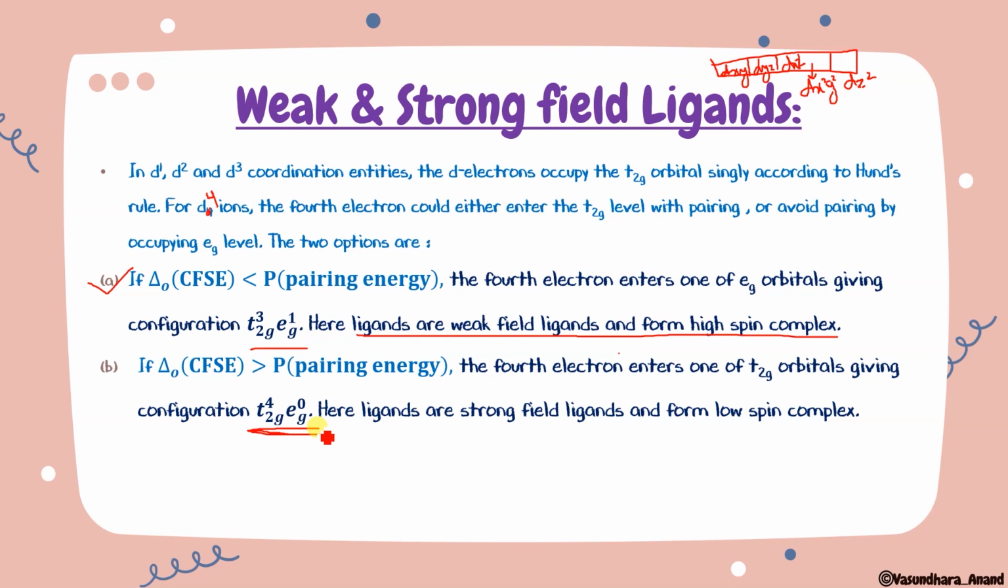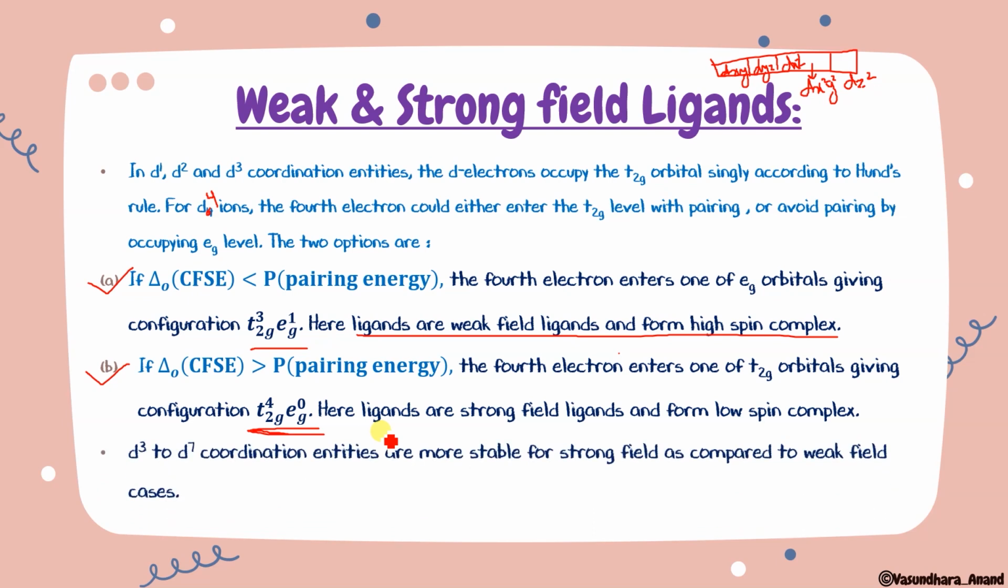And if it is low spin complex, we can say that it is forming inner orbital complex also, because it will occupy the inner d orbital, 3d orbital. Got it? So these two points are important. It can be asked that what happens if delta naught is less than pairing energy, then what will be the configuration for d4 in this case. Got it?